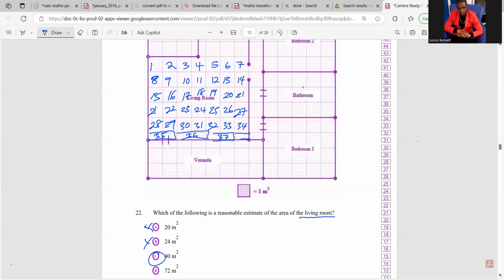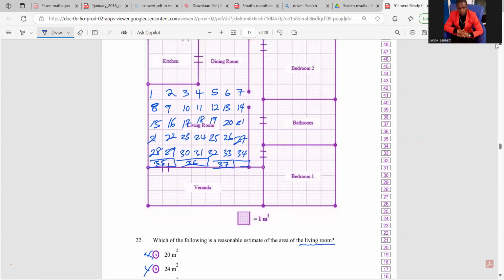A number of persons picked 24. There's no way it could have been 24, right? Because look at it, guys. A number of persons chose that.